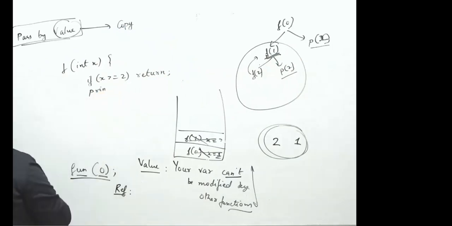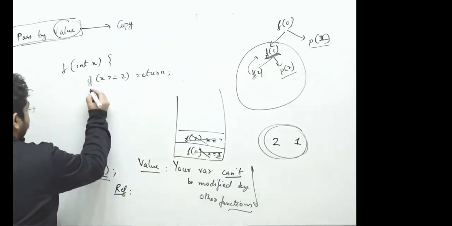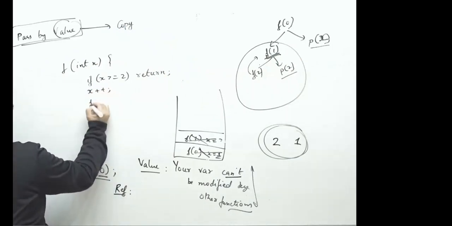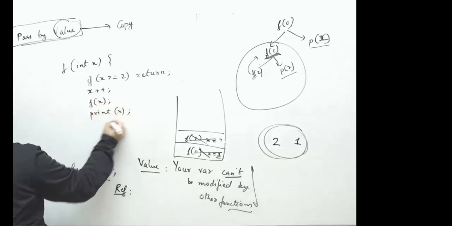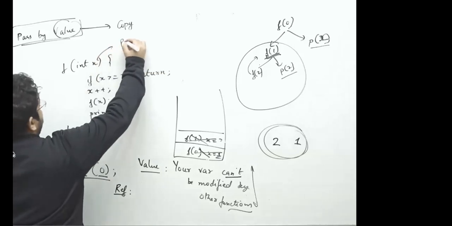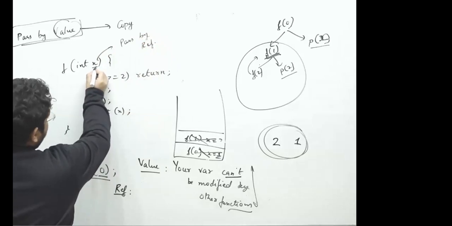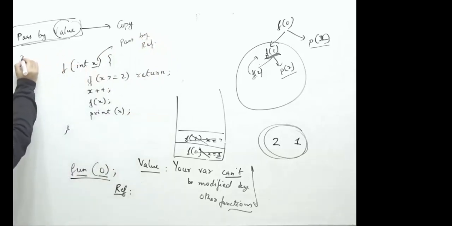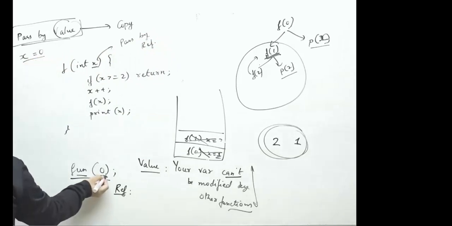What did I write? f of x, first x plus plus, f of x, and print x, right? And let's say this is now passed by reference. So what I was saying is, this can be treated like a global variable x which had value 0 because I called f of 0.